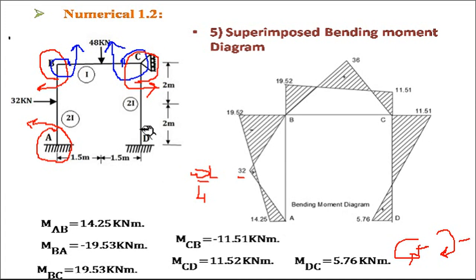Okay. Now next we will consider the moment in member DC. It is 5.76. Okay. It is plus. Plus means it is acting in anti-clockwise direction. So I will rotate the joint D in anti-clockwise direction. You have to keep the pen on the member DC and rotate the joint D in anti-clockwise direction. So this moment 5.76 is acting toward the left hand side of the joint D. Okay, join these by a straight line.